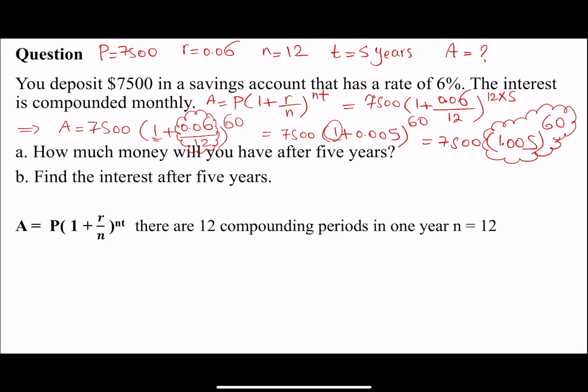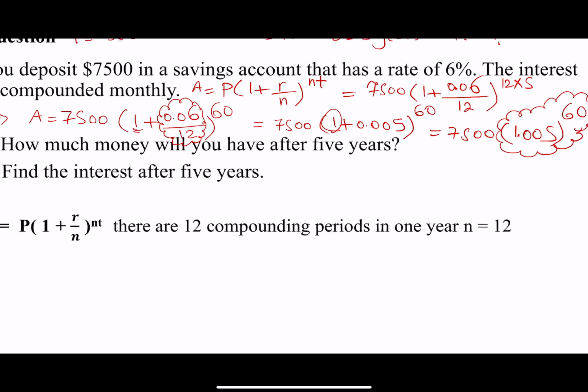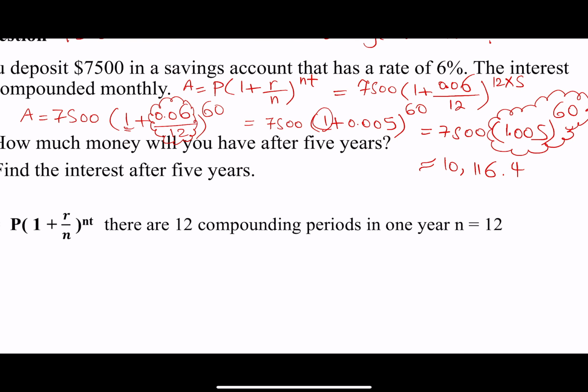Okay, so 1.005 to the power of 60, use your calculator. Multiply that result by 7500. I got something around $10,116.4.